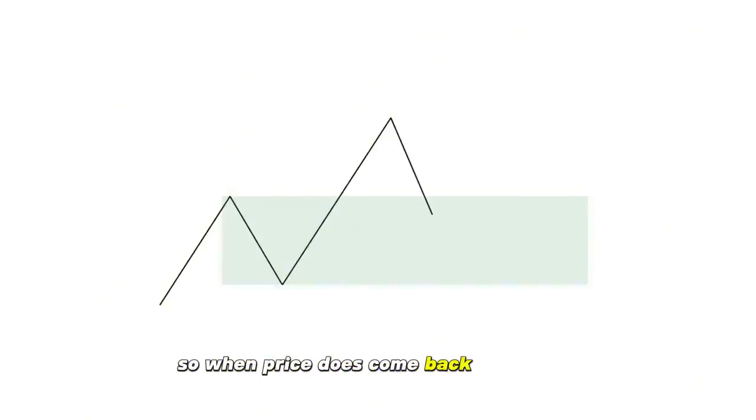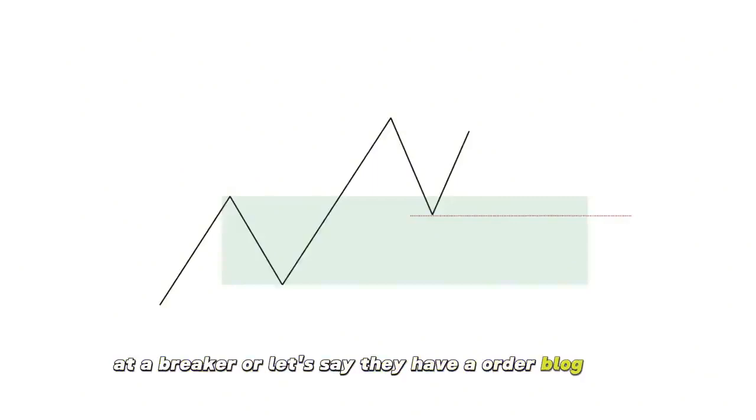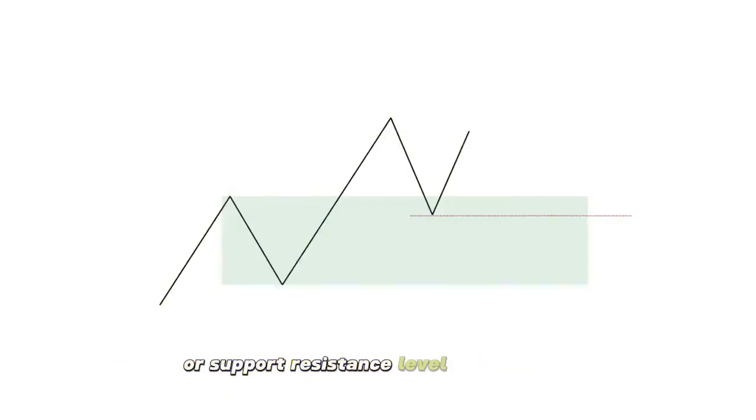So when price does come back and reject, it forms your first interaction. Your first interaction is your first test. It shows that, okay, the orders are resting in that area. There are still leftover orders there. And at the same time, a lot of retail traders would take a buy somewhere at a breaker, or let's say they have an order block there or a support and resistance level or whatever, right? So let's say some retail traders got smart and they took this trade.